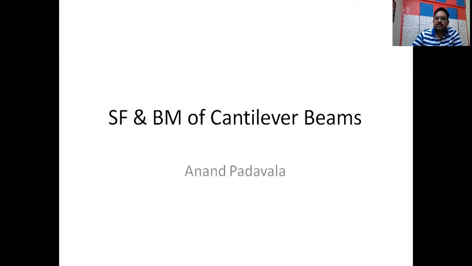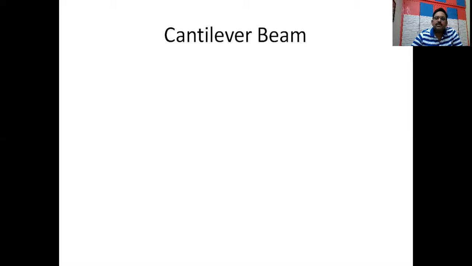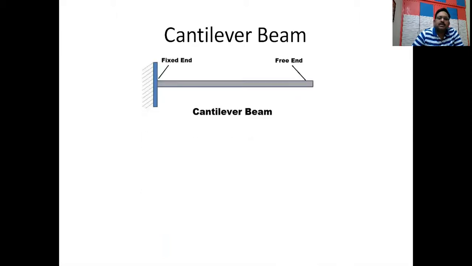So let us start with the shear force and bending moment for a cantilever beam which is subjected to point load first. First of all, what is a cantilever beam? We have seen in the last class that a cantilever beam is a beam which will have two ends. One is a fixed end, the other end is a free end. One end is completely free and the other one is fixed. Such a type of beam is called a cantilever beam.